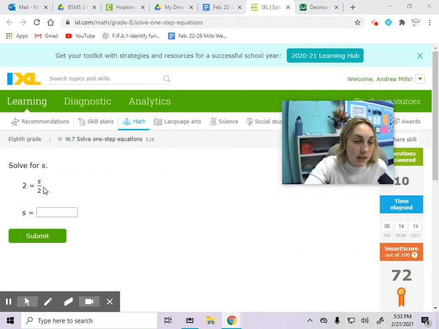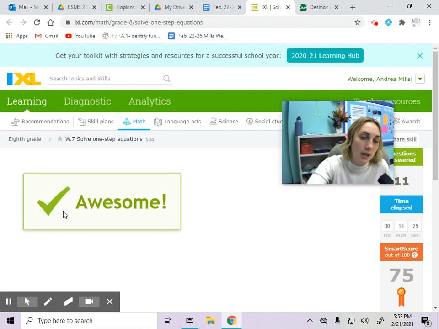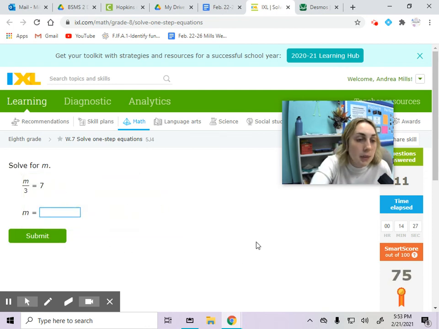All right, again, this you would multiply by 2 to get s by itself. And then you'd have to do that on the other side, and 2 times 2 would equal 4. And you would just keep going until you get to an 80.